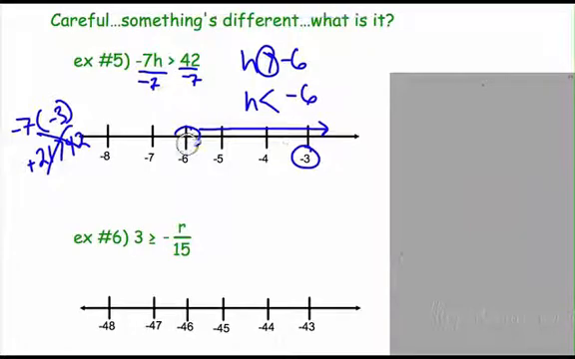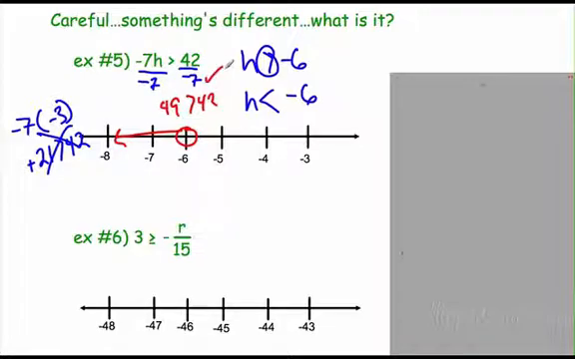So let's regraph that. All right. So I'm starting at negative 6 still. Now I want all the numbers less than that. So let's see if that works. Let's try negative 7. Negative 7 times negative 7 is 49. Is 49 greater than 42?